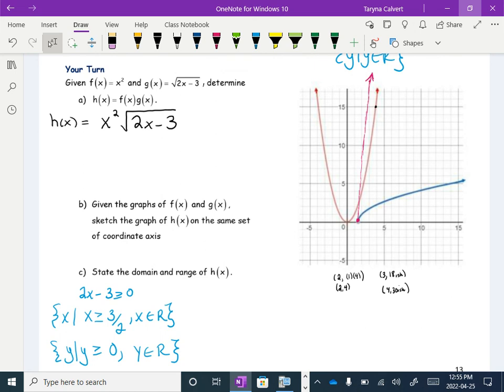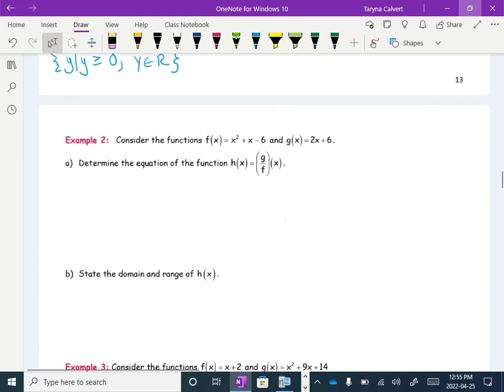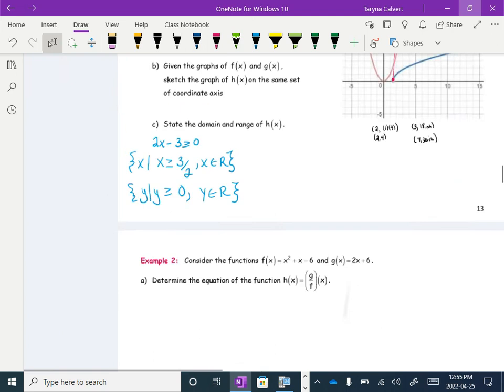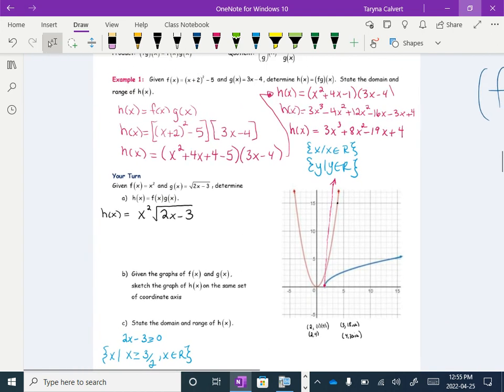Did we get everything for this one? We did domain and range. We did our h function. We sketched our new graph. We're good. So the first two were multiplying ones.